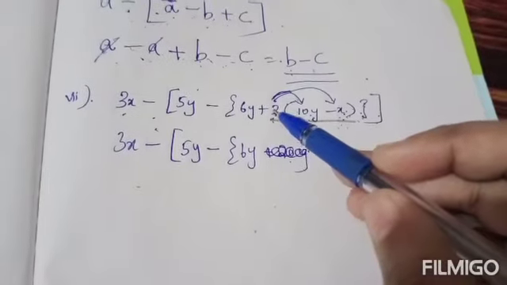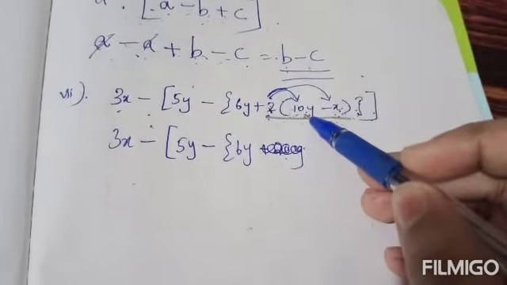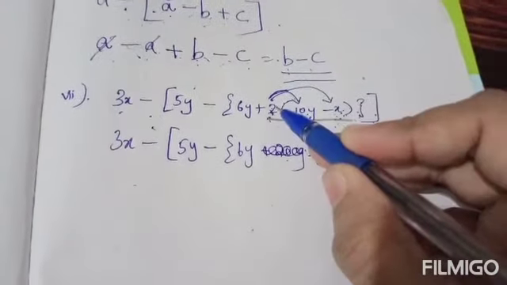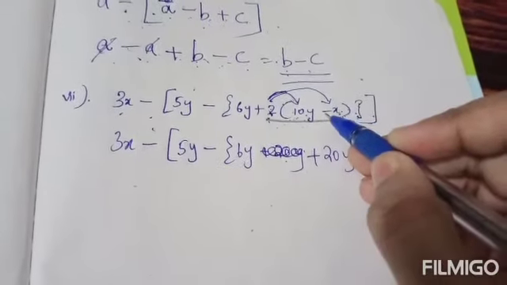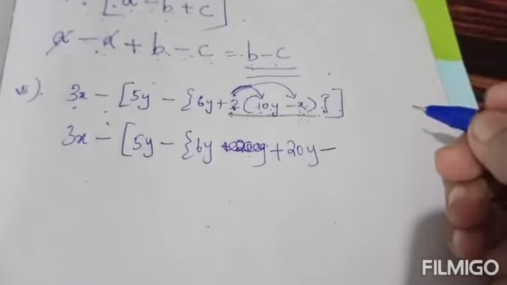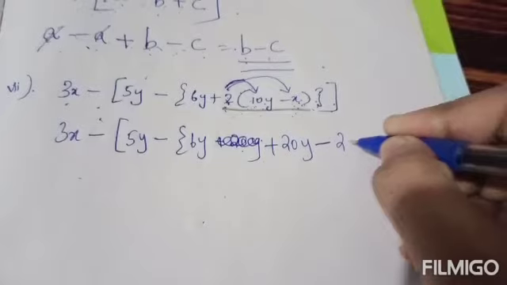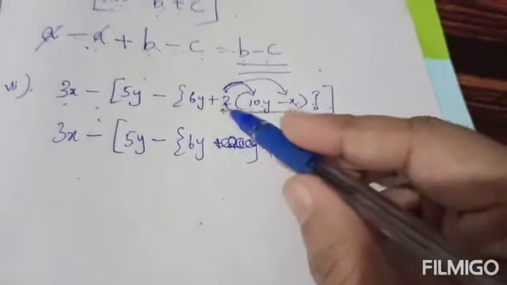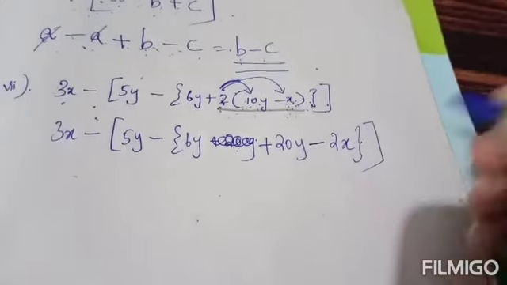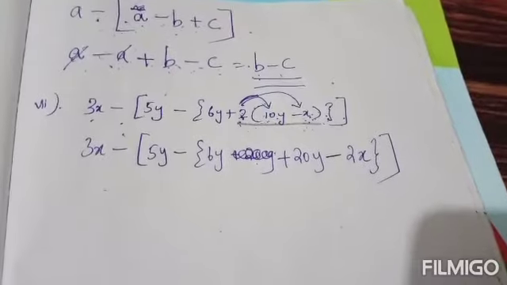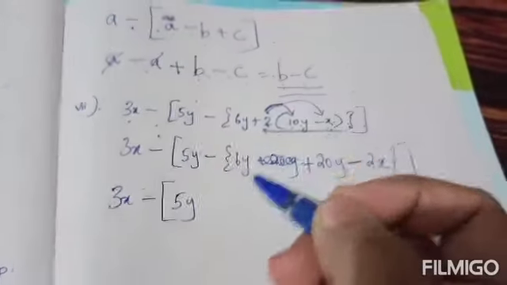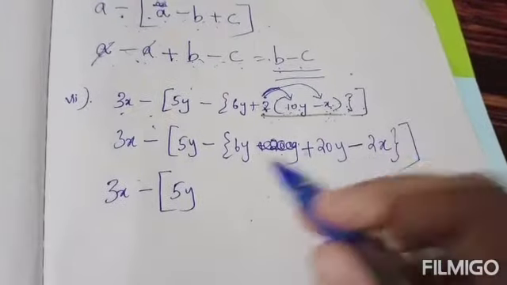So first 2 into 10y, you will get plus 20y. Then 2 into x, but before this the sign is minus, so you need to put the minus here. Now 2 into x, it is 2x. So the small brackets are opened. Now remaining are the curly bracket and a square bracket. Now 3x minus 5y. Now we need to open the curly brackets.